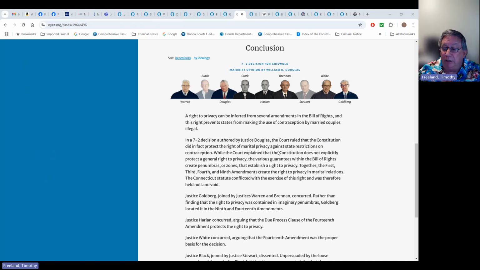And they struck down this law in Connecticut that prohibited that kind of government involvement. There was no reasonable explanation for why government should be invading that area to which we have a right to privacy.